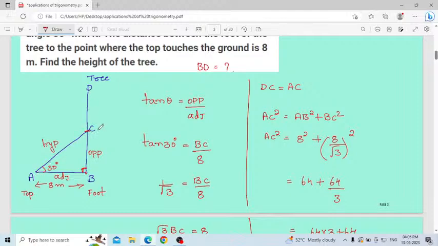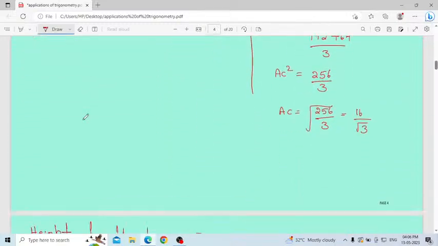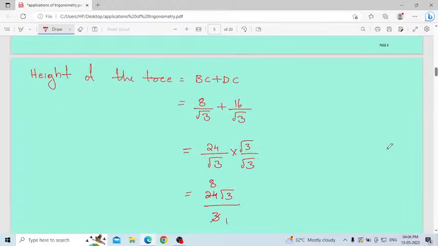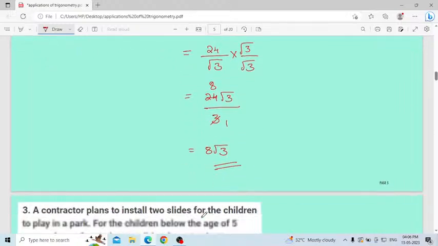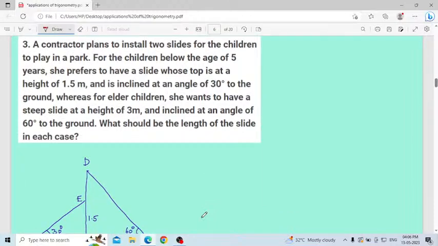How can you calculate AC? Using the Pythagoras theorem, AC square will be equal to AB square plus BC square. Use the Pythagoras theorem, you will get AC as 16 divided by root 3. You know the height of the tree is the sum of BC plus DC. Substitute, you will get the value 8 root 3. I think everyone understood.